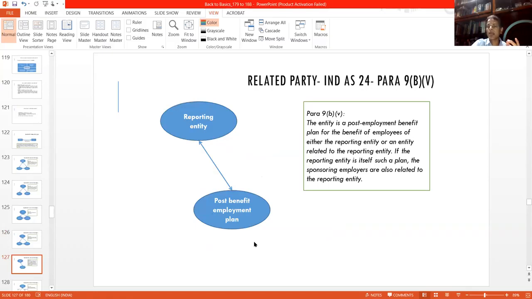9B5 talks about employment benefit funds. For whatever reasons, accounting standards have taken employee benefit funds also as related parties. It sounds very clear that these funds are meant for holding ESOPs or shares of companies, treasury funds or provident funds, etc. But accounting standards have captured employee benefit funds also as related entities, because in global parlance, these funds have a lot of value. And these funds might be sitting with a lot of shareholding control.